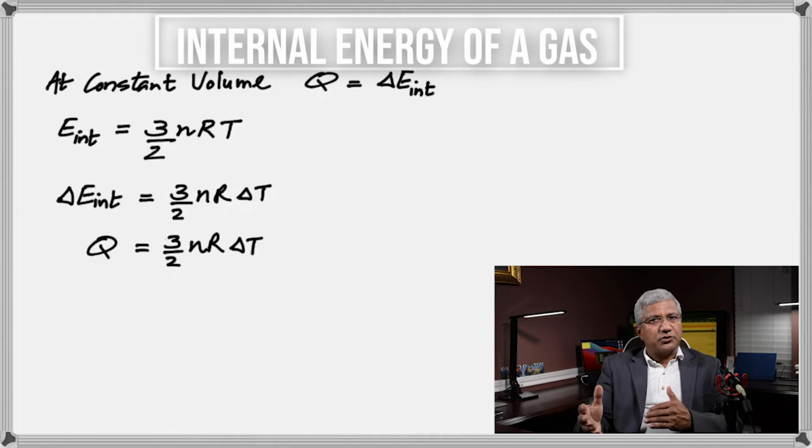And since Q is equal to the change in internal energy, now we can say that Q is 3 by 2 nR delta T. That's a very important formula. Remember that n is the number of moles, R is the universal gas constant, and delta T is the change in temperature. Let's use this in order to work out a problem.